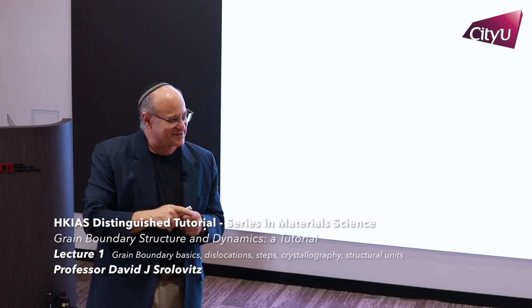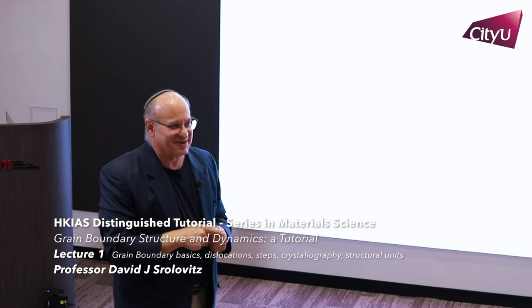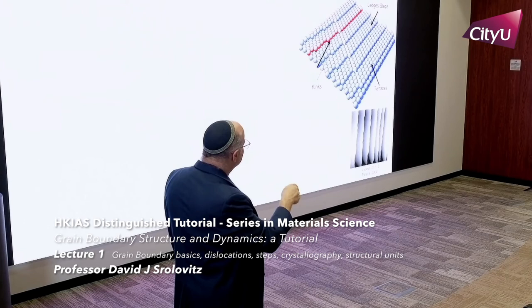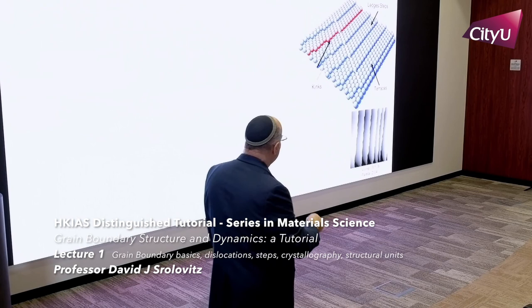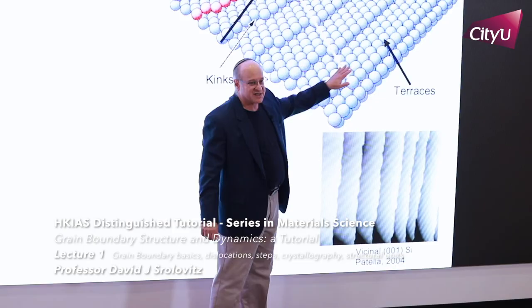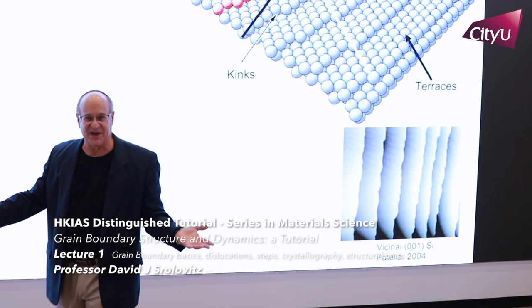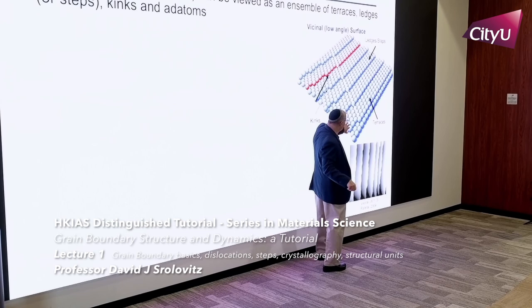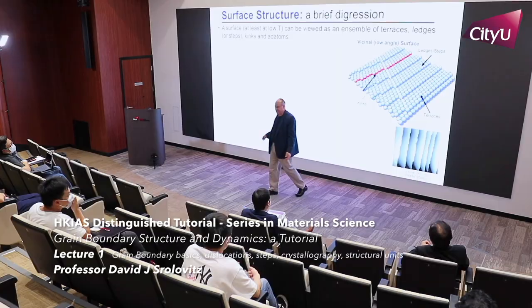Let me go back to surfaces now. I'm doing the surfaces before I go to low-angle grain boundaries in detail because I want to give you some idea here. As I said before, this is a vicinal surface, which is to say that the terraces are usually very low energy surfaces, like for example an FCC 111 surface. If I miscut it by a couple degrees off from there, then I'm going to get this ledge or step and kink structure.